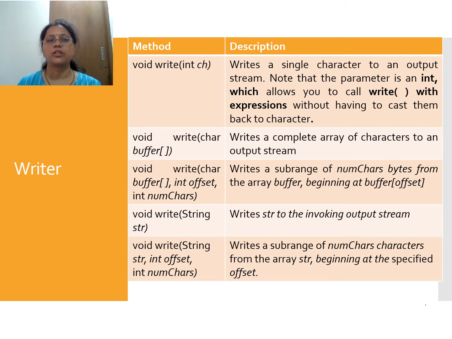Second class that we'll discuss from character stream is the Writer class. Writer class defines streaming character output. Here, the write method is an overloaded method. The first write method takes an integer parameter, the second write method takes a buffer array, which is of type character. The third write method takes 3 parameters: array, offset, and number of characters. The fourth write method takes a string as parameter, and the last, fifth write method takes 3 parameters. The first parameter is string, second is offset, and third one is number of characters.